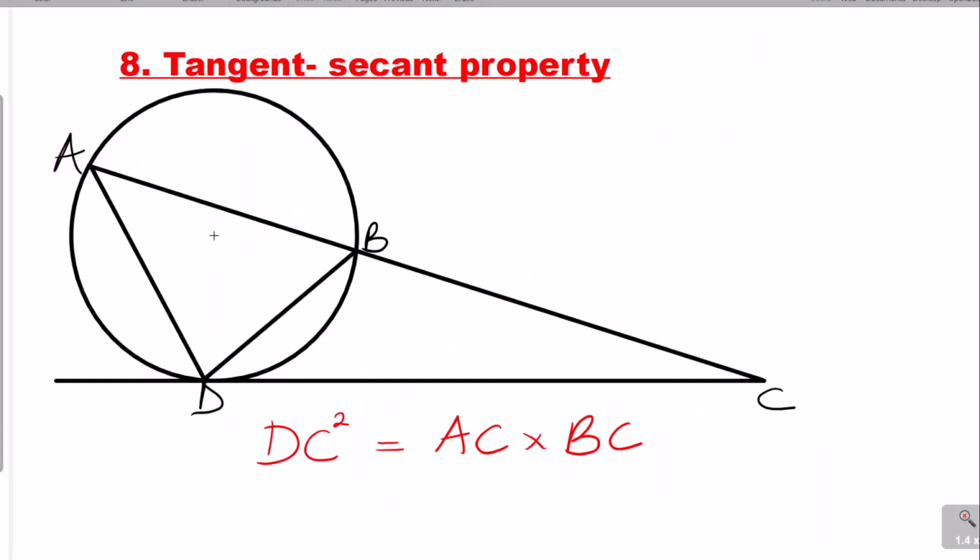Number 8, tangent secant property. So here we have DC is the tangent, and then AC is the secant. The property involving tangent and secant is given here: when you take DC squared, the length of DC, you square that. That is equivalent to AC multiplied by BC.